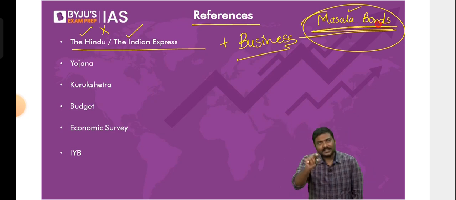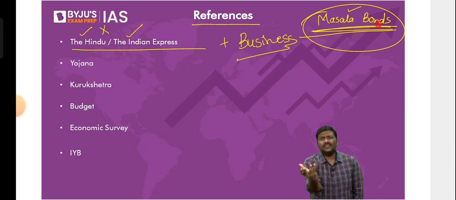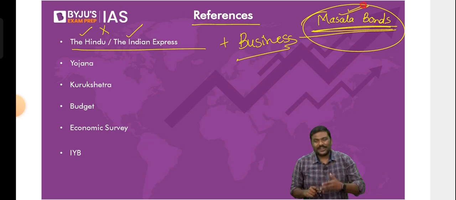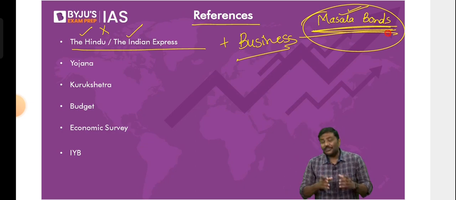But in the newspapers, in the current affairs, there is a discussion on masala bonds. And this was, for whatever reason, not given sufficient coverage in The Hindu. Not even in Indian Express. But there is a discussion on masala bonds currently. So UPSC will look at it and say, okay, let me ask a question on masala bonds. And many of you will miss out because of this reason.